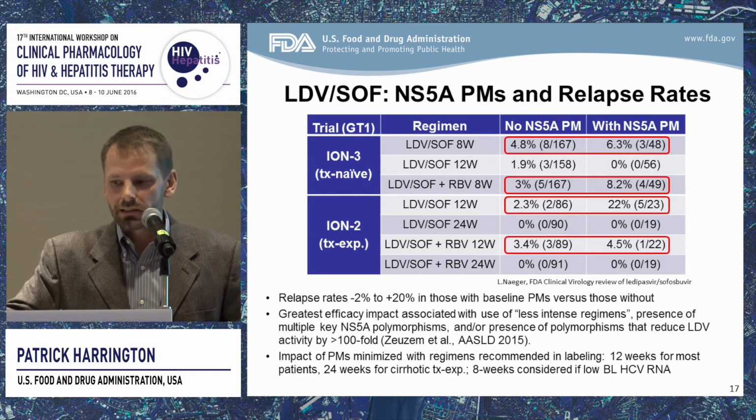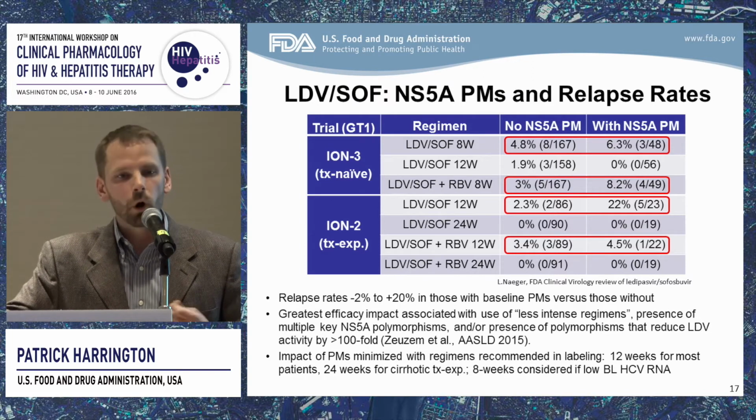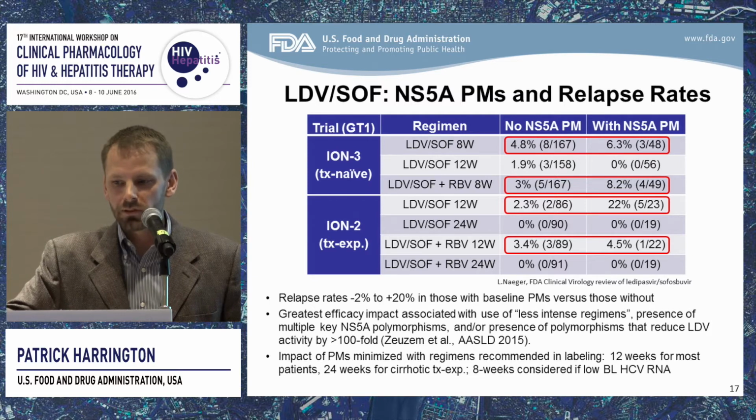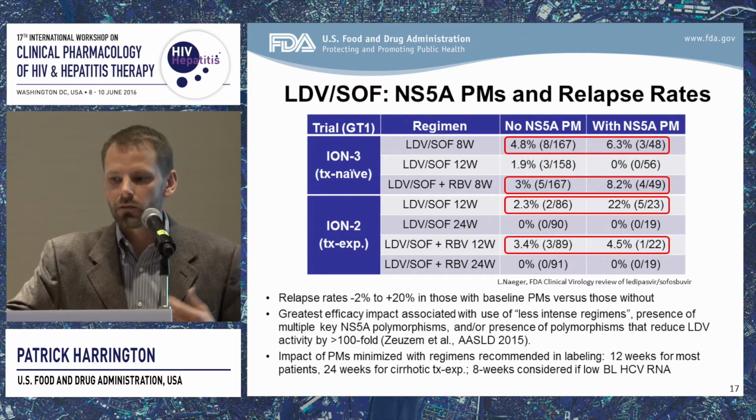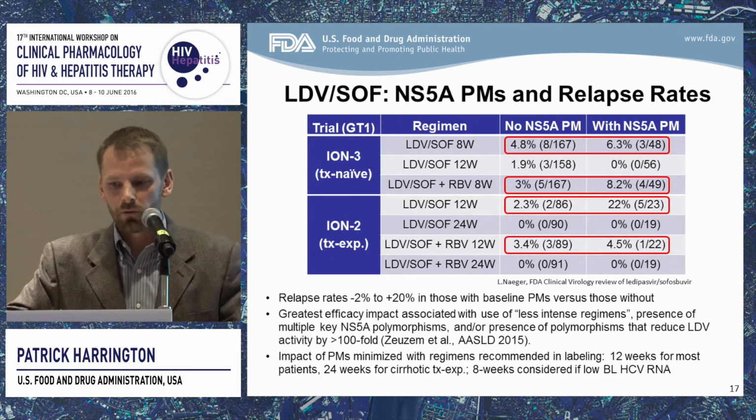More detailed analyses also demonstrated that the presence of multiple key NS5A polymorphisms, or the presence of polymorphisms that dramatically reduce Ladipasvir activity, were associated with the greatest efficacy impact. And that seemed to explain a lot of the relapses in the 12-week arm of the ION-2 trial.